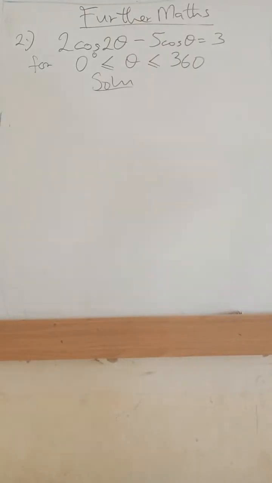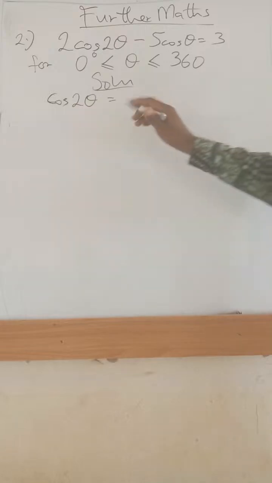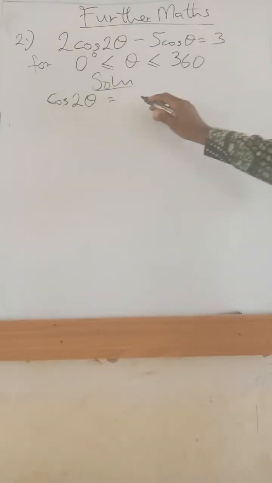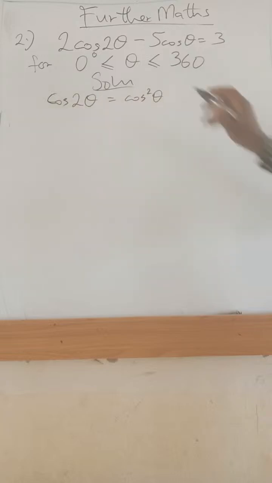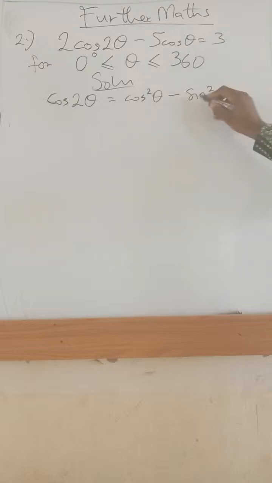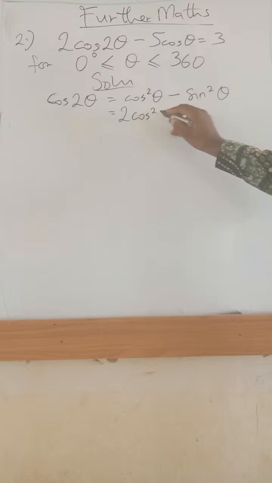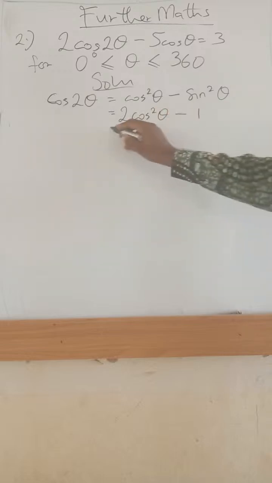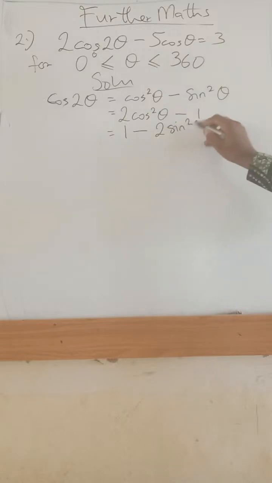Now to get the job done, cos 2 theta. These are trigonometric identities. So you notice it's the same as cos squared theta minus sine squared theta. It's also equal to 2 cos squared theta minus 1, which is equal to 1 minus 2 sine squared theta.